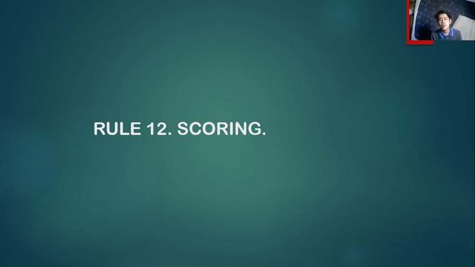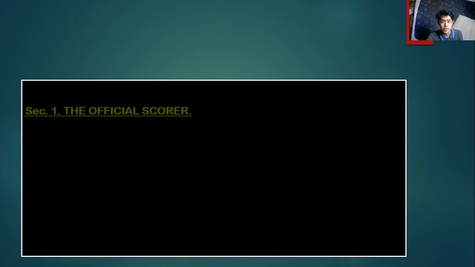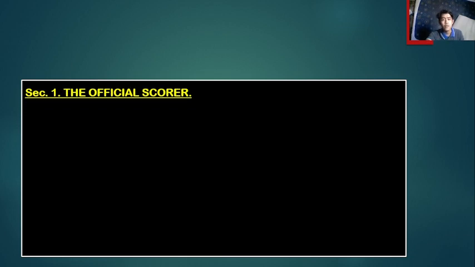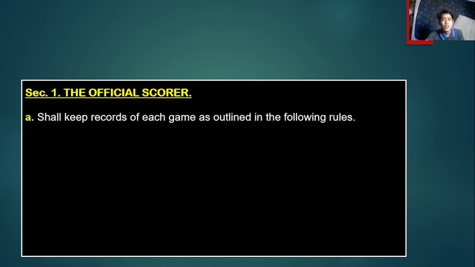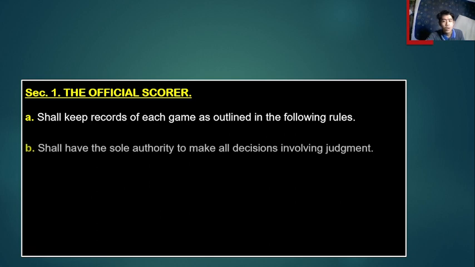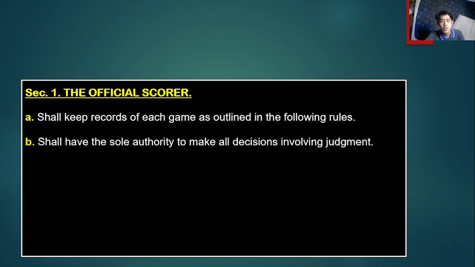Let's proceed to the last rule, which is the scoring. So the section 1, the official scorer shall keep records of each game as outlined in the following rules. So, pag score ka, dapat kinikip mo yung records ng bawat laro. And shall have the sole authority to make all decisions involving judgment and dapat may authority.